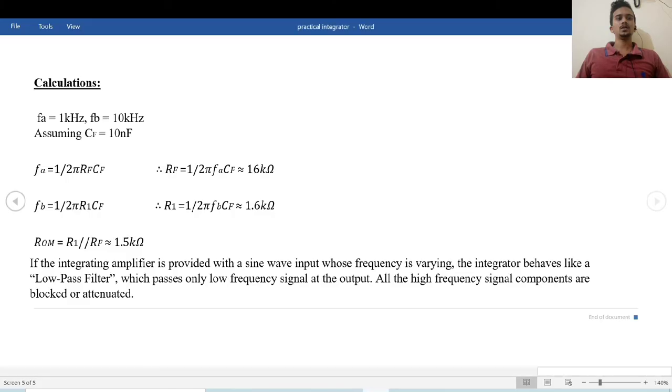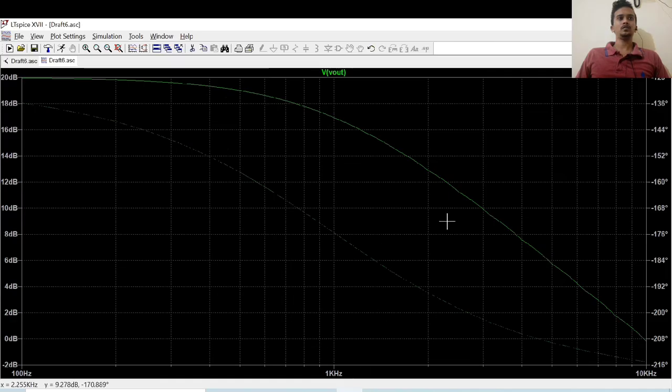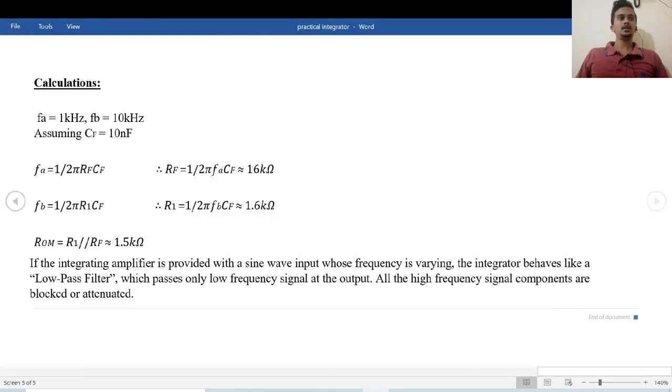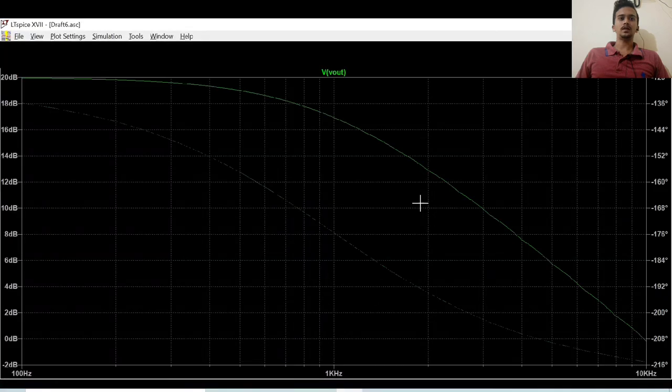If the integrating amplifier is provided with a sine wave input whose frequency is varying, the integrator behaves like a low pass filter. As you can see here, the low pass filter passes only the low frequencies at the output, and all the high frequency signal components are blocked or attenuated. You can see it.